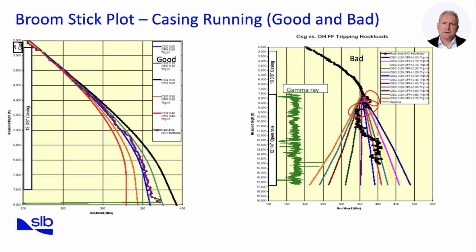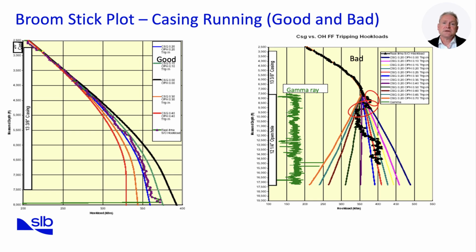Here we can see 2 broomstick plots, both representing casing running operations but under very different conditions. By comparing them side by side, we can see what distinguishes a good casing run from a problematic one. Starting with the left-hand graph, which is an example of a good case, the plot shows hook load versus measured depth with the expected modelled lines, dotted for pickup, slack off and rotating.